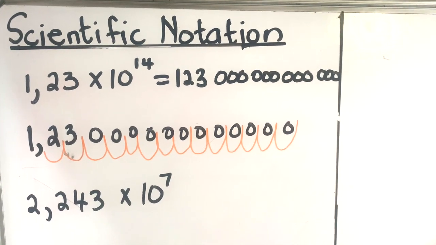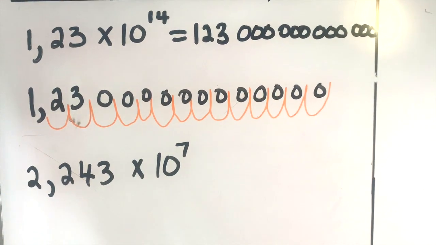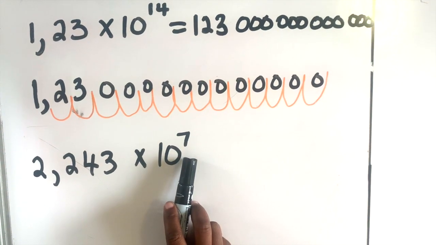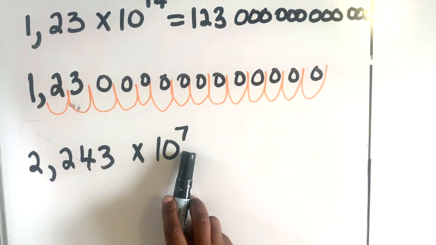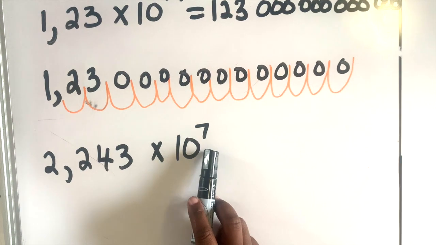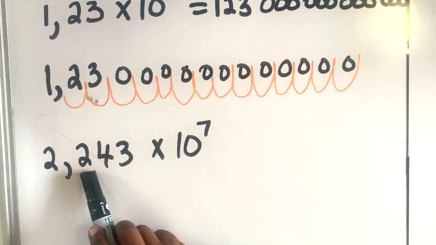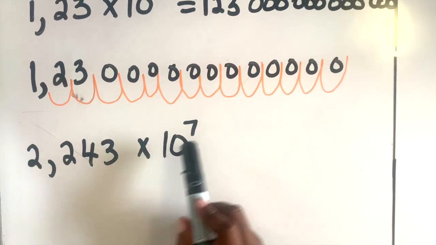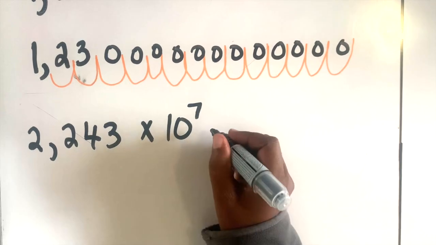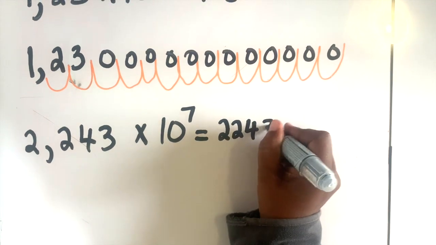Right, with our next example, I'm going to do it the easier way first, and then I'll prove to you that you get the same answer. Here, this is 10 to the power 7. So you are supposed to move your comma 7 times. It does not mean you put 7 zeros. It means you move your comma 7 times. If I count the number of digits after the comma, 1, 2, 3, I can subtract 3 from 7 and be left with 4. So my number will have 4 zeros. It will be 2, 2, 4, 3, and 4 zeros.